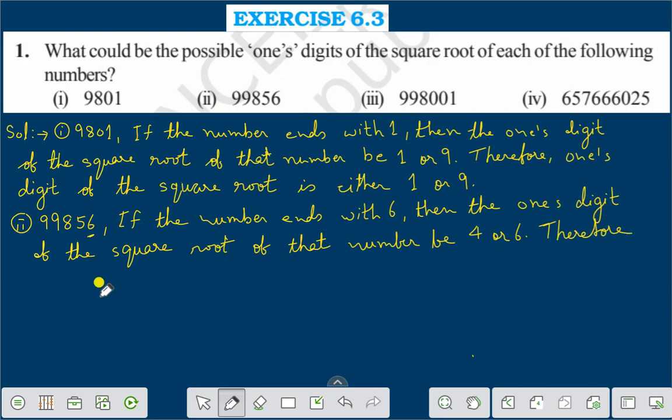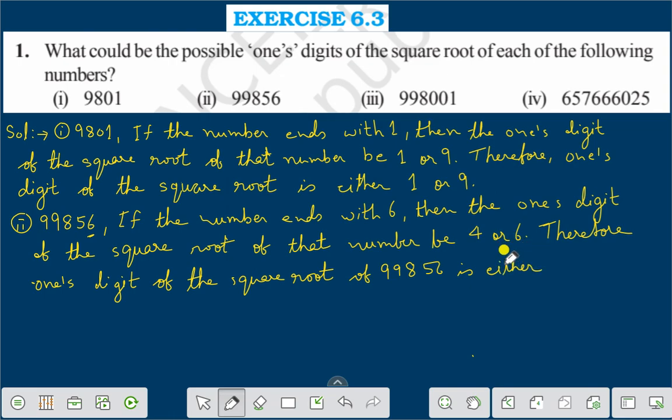Therefore, the ones digit of the square root of 9999856 is either 4 or 6.